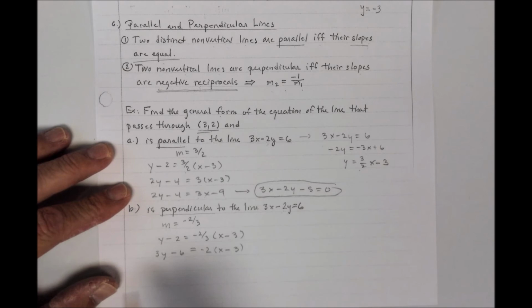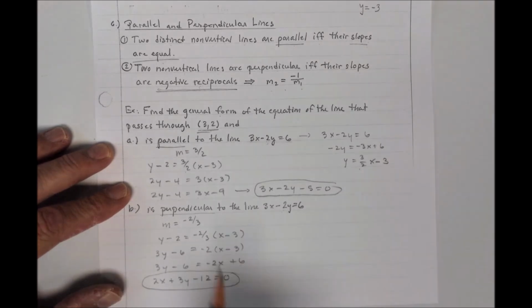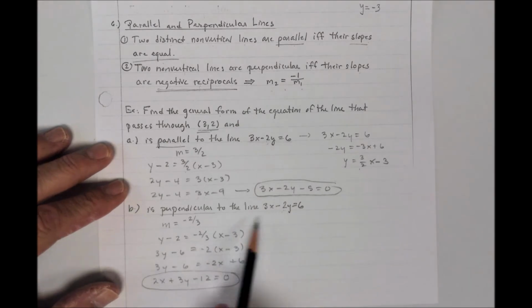Distribute. Bring everything, I think, this time to the left side because I'd like my x to have a positive coefficient. It's negative right now, but if I bring it over here, add 2x to both sides. And of course, I'd have to subtract 6. And I have the equation of the line in general form that's perpendicular to this given line.